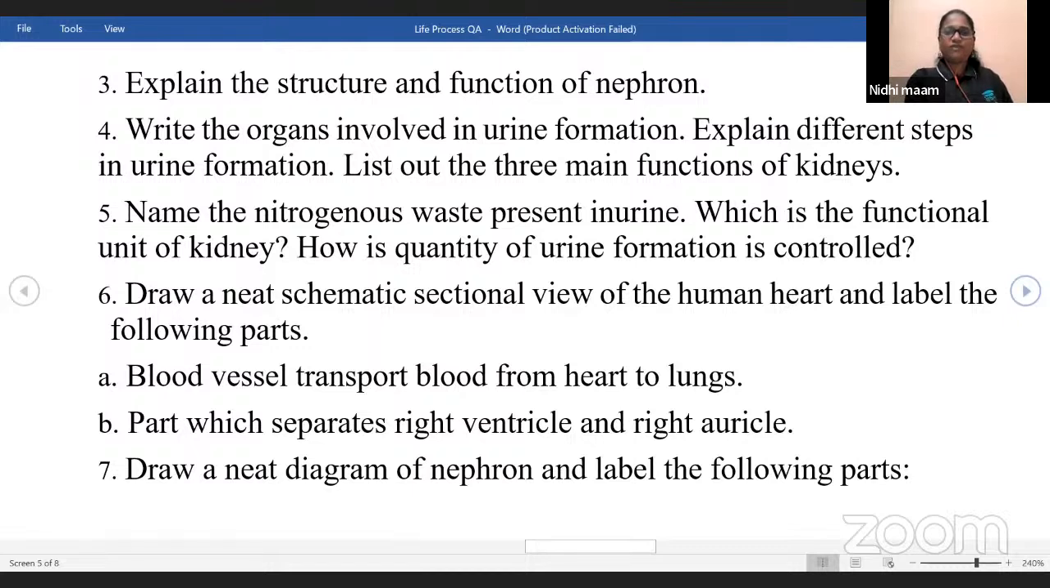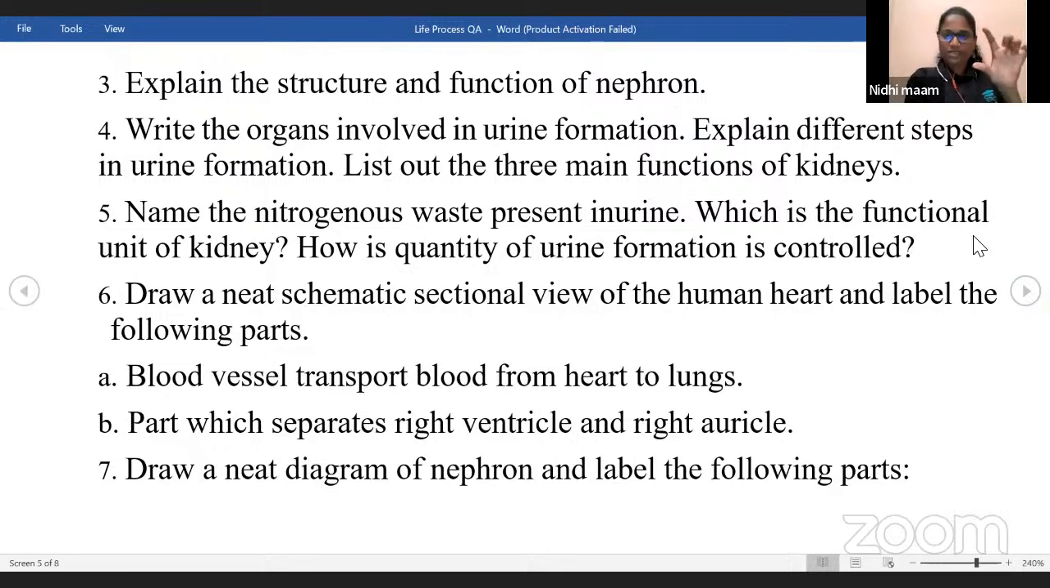Explain the structure and function of nephron. If you have to write the structure, you should draw the diagram and explain the function. Fourth, write the organs involved in urine formation. Which organs are involved in urine formation?